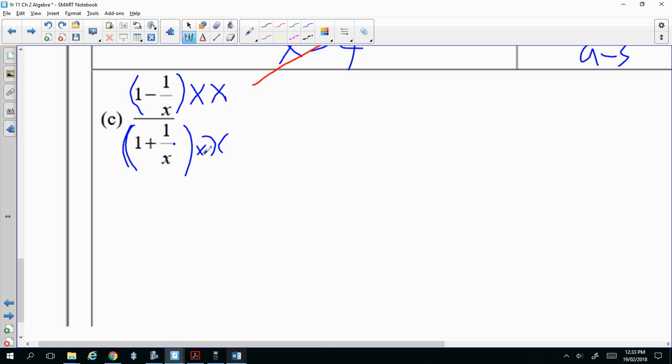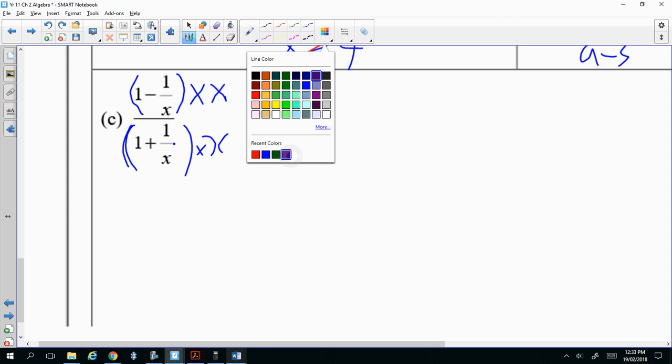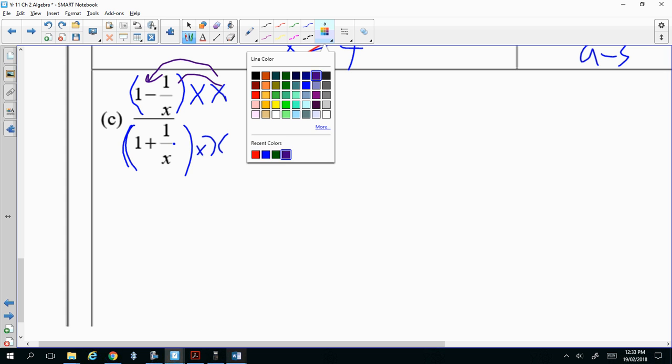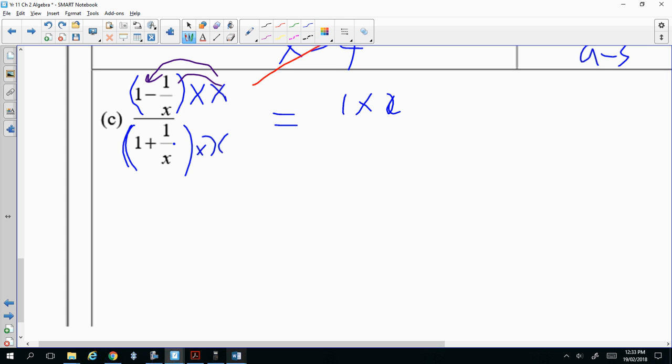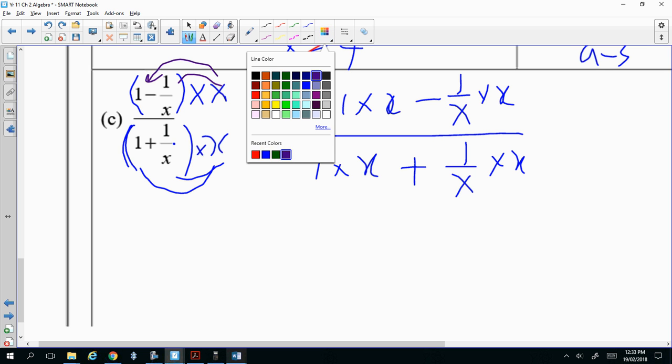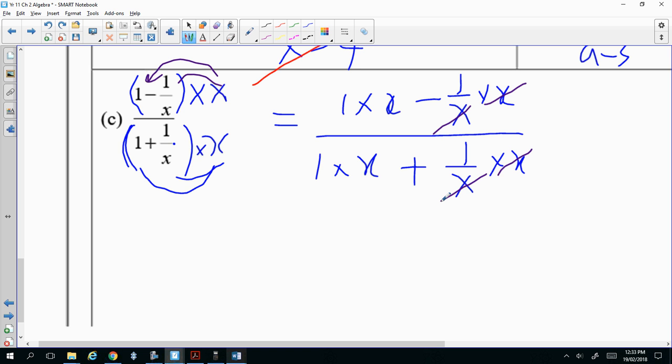So you go 1 times x minus 1 over x times x, over 1 times x plus 1 over x times x. So you times top and bottom by x, and you have to expand the bracket like that. And why do I times by x? Because that x cancels with the x in the denominator. So you end up getting x minus 1 over x plus 1. That will be your final answer.